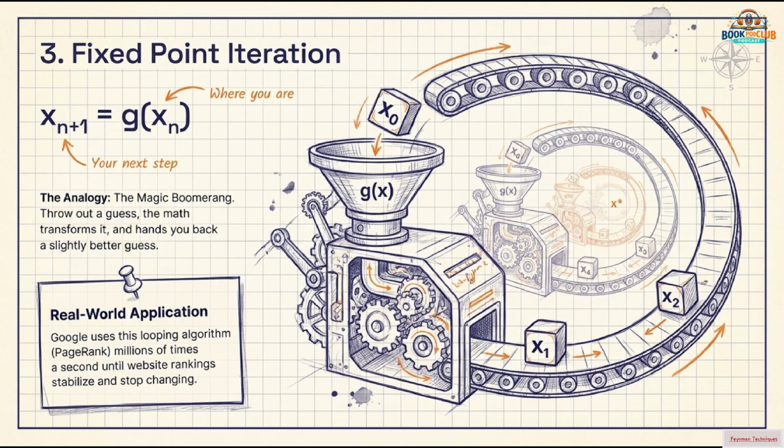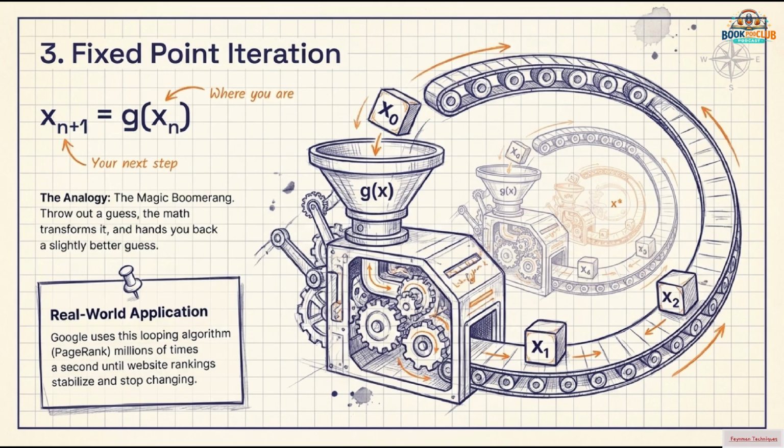If the math is structured correctly, the changes get smaller and smaller with every loop. Until it just stops changing. Exactly. It settles. That moment it stops changing completely is called the fixed point. So you're creating a circular dependency on purpose and just waiting for it to stabilize. You are. And the most famous real-world application of this is actually Google's search algorithm, PageRank.